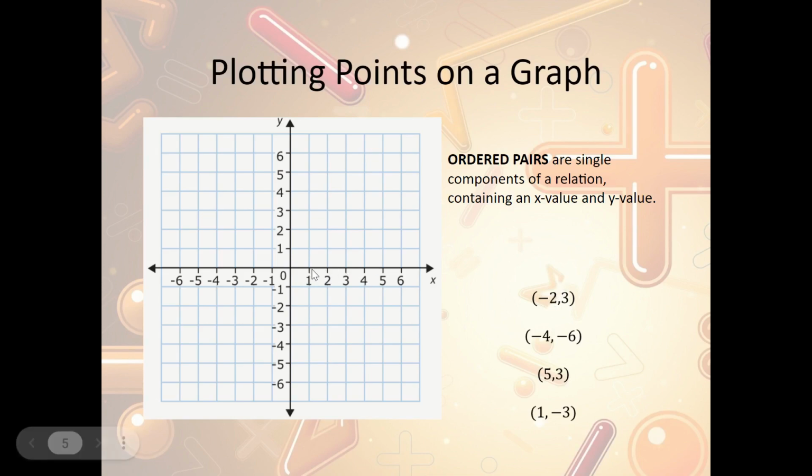So I'm going to go along the x-axis and find -2, which is here. And my y is 3. So I'm going to go along my y and go up to 3, right there. And I'm going to plot my point. That represents (-2, 3).